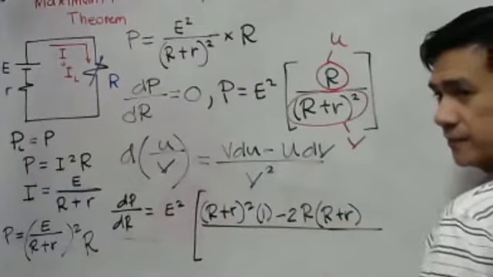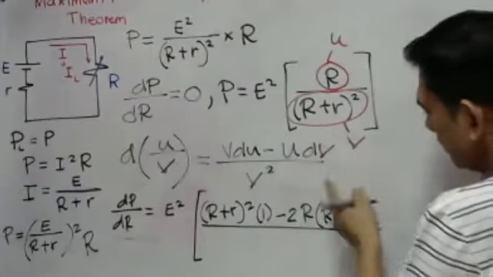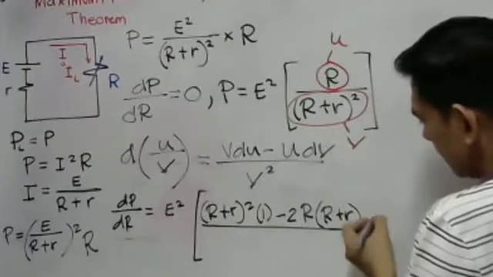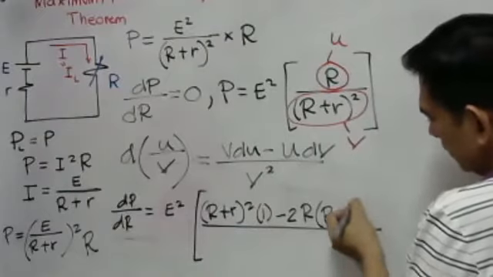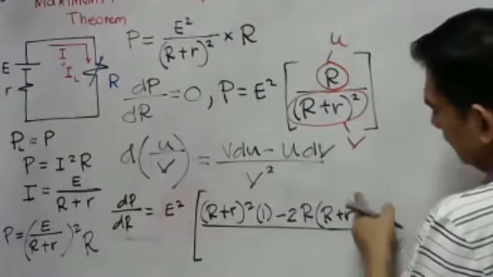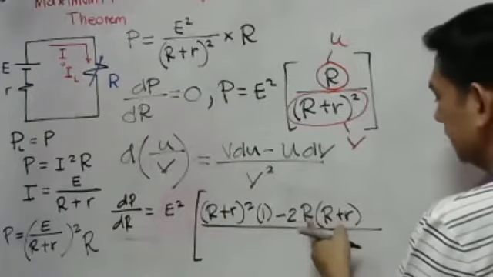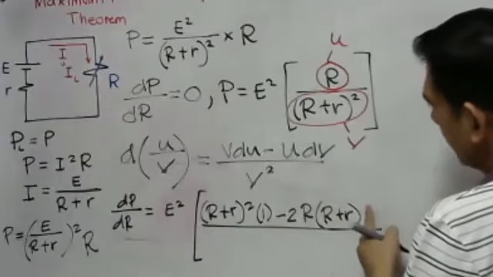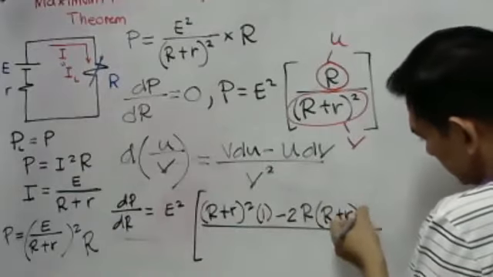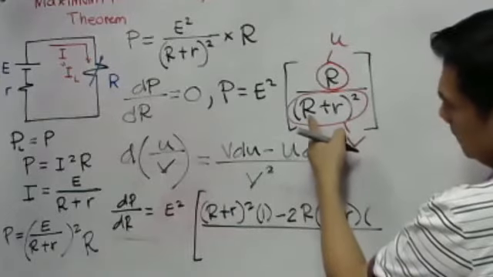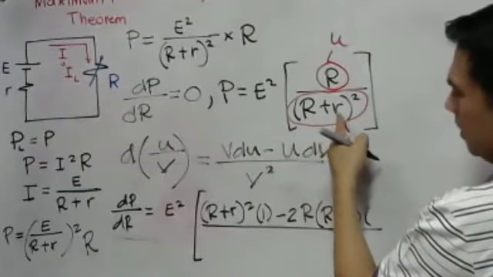We have 2 minus 1. What is 2 minus 1? Simply 1, right? So we can remove this 1. Okay? We can remove this 1 already. So we have exponent times the base raised to exponent minus 1 times the derivative of the base. So the base is this, big R plus small r.